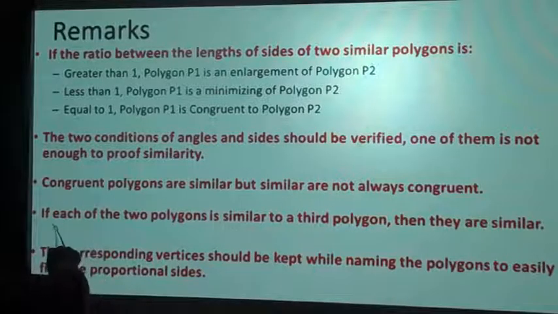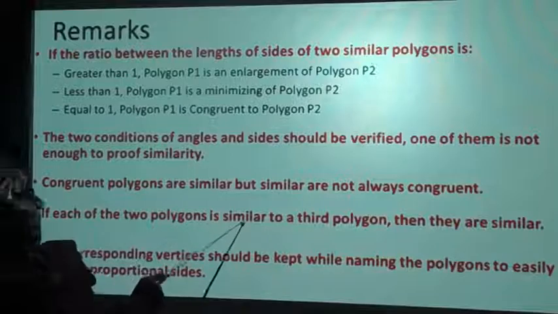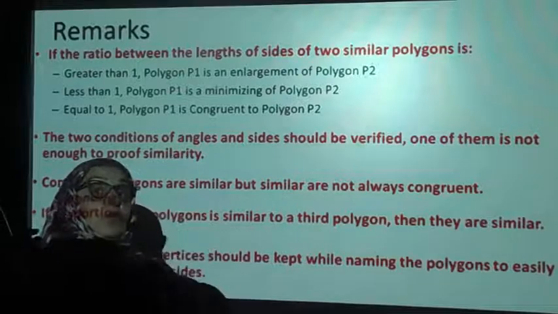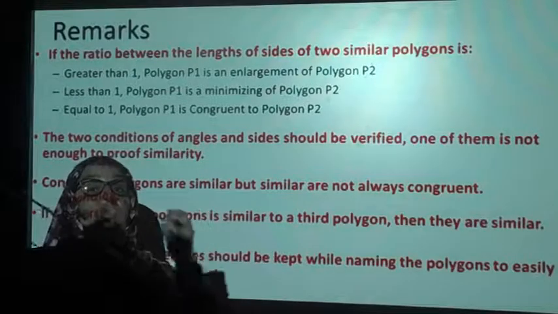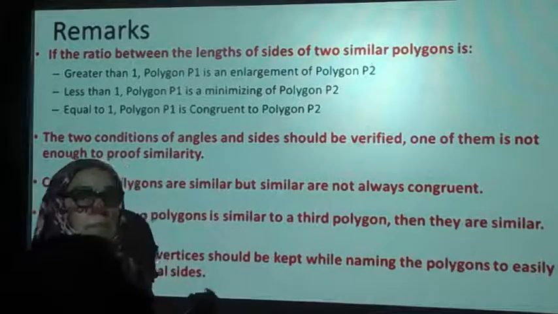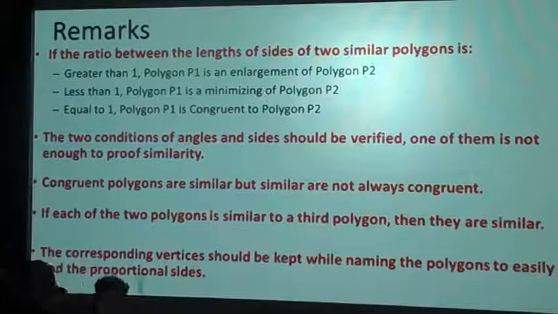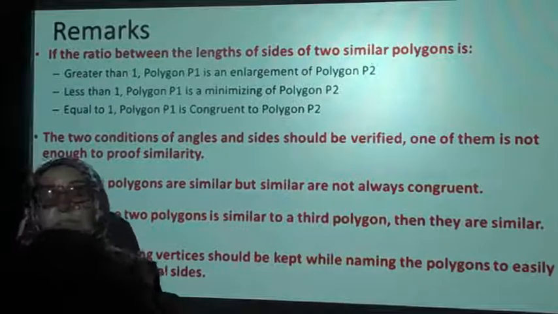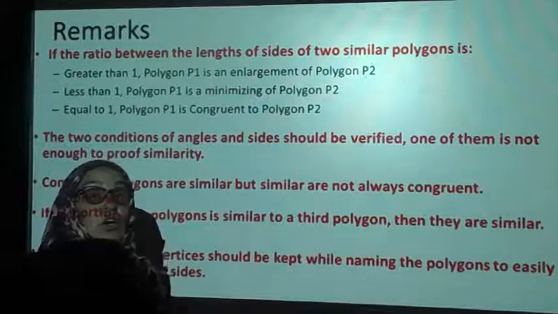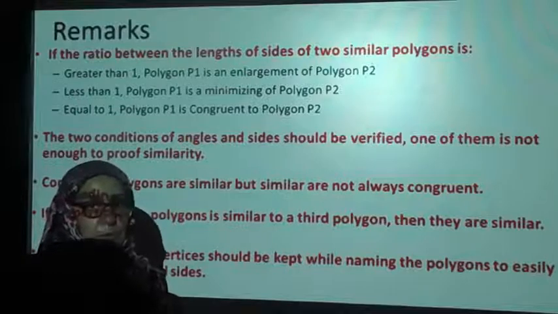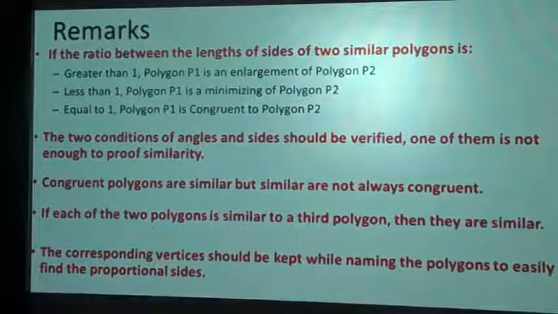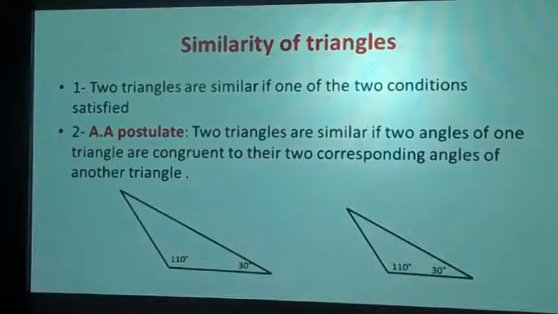And if each of two polygons is similar to a third polygon, then these two polygons are similar to each other. And finally, the corresponding vertices should be kept in mind in order to facilitate solving the problem. These are some important remarks you should take into consideration. Now, let's go to similarity of triangles.